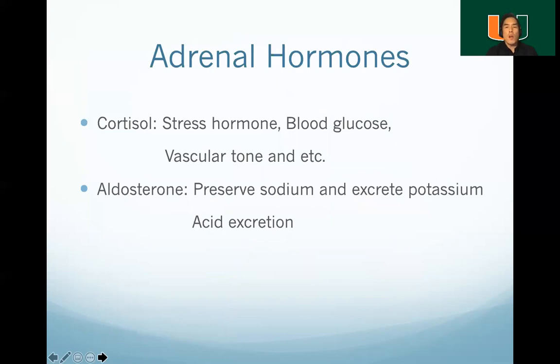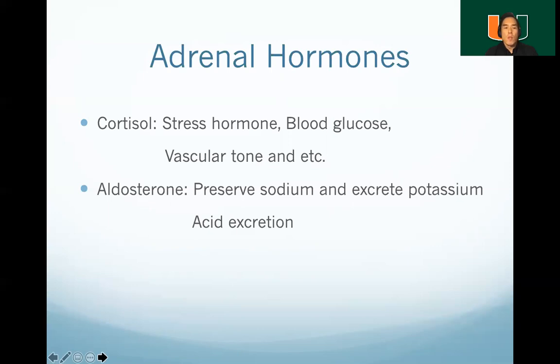So when we talk about adrenal hormones, we often divide it into the action of two main hormones: cortisol and aldosterone. What does cortisol do? Cortisol is a stress hormone. It's one of the most important hormones in response to stress. It maintains your blood glucose, maintains your vascular tone, and has so many other functions.